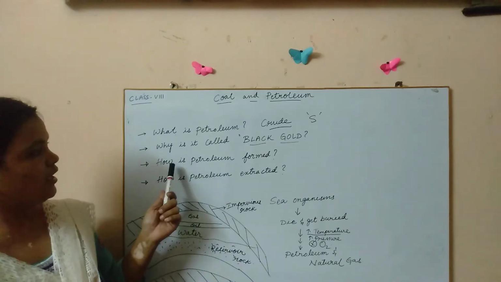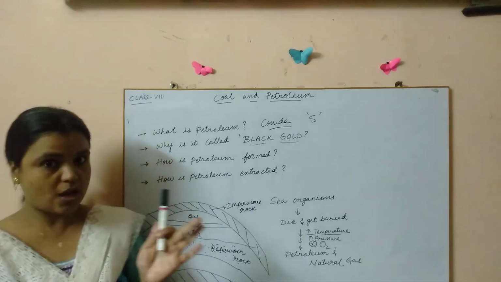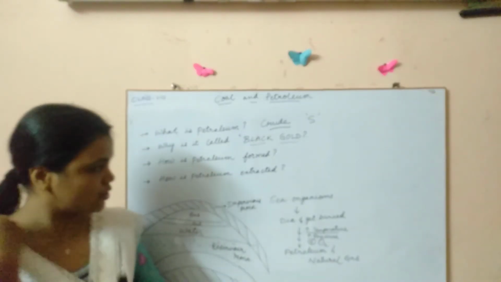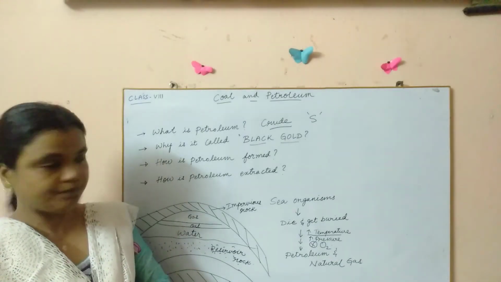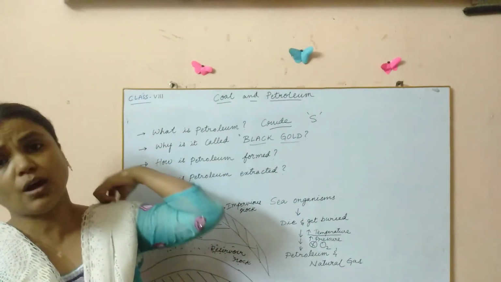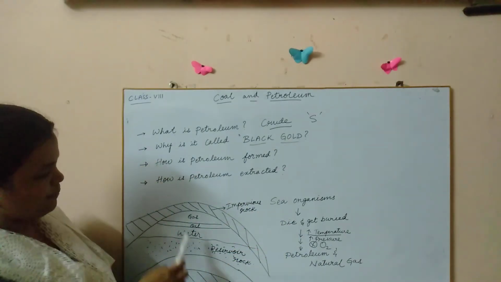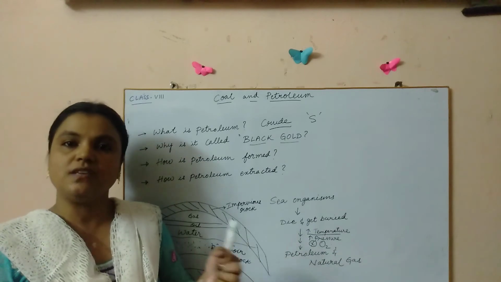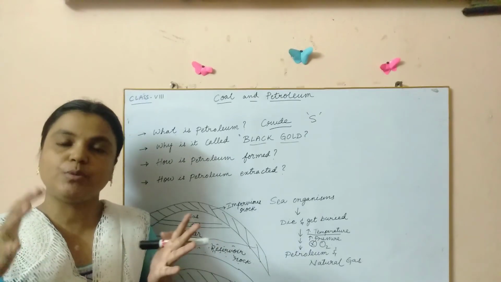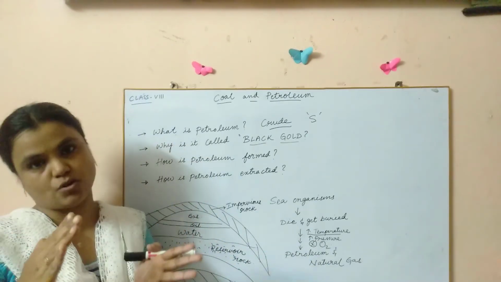Okay. Now this is about the third question: how is petroleum formed? Hope you understood. Now it's formed in the seabed, right? Now how is it extracted? How do we extract it? Can you see this? You see that petroleum is usually found trapped between two impervious rock layers.